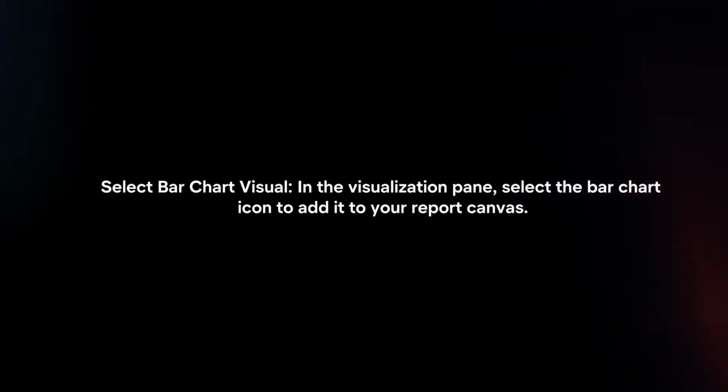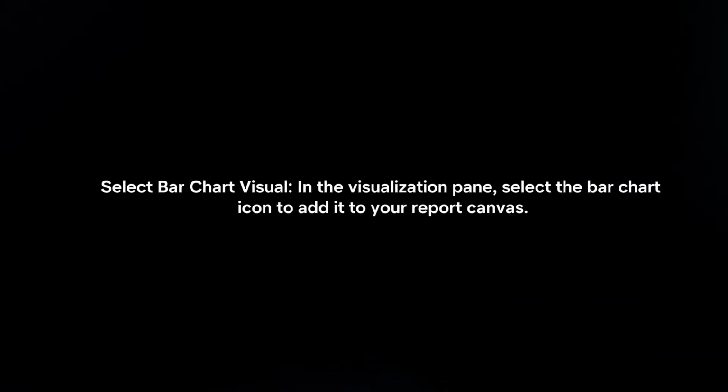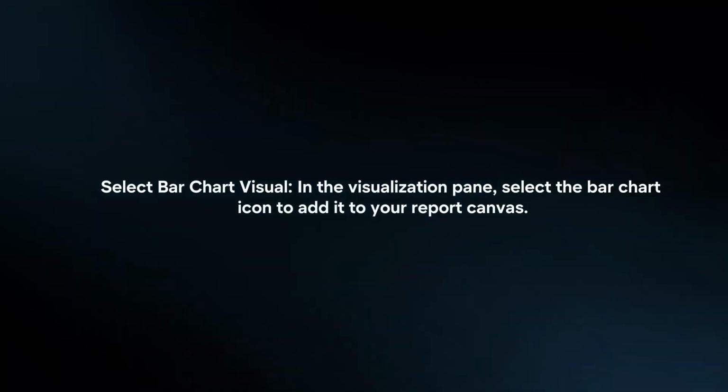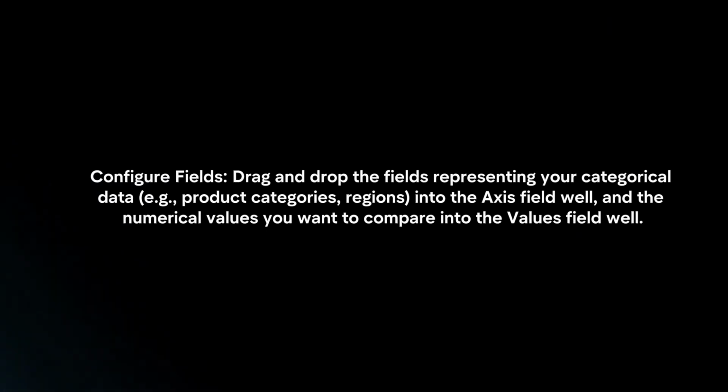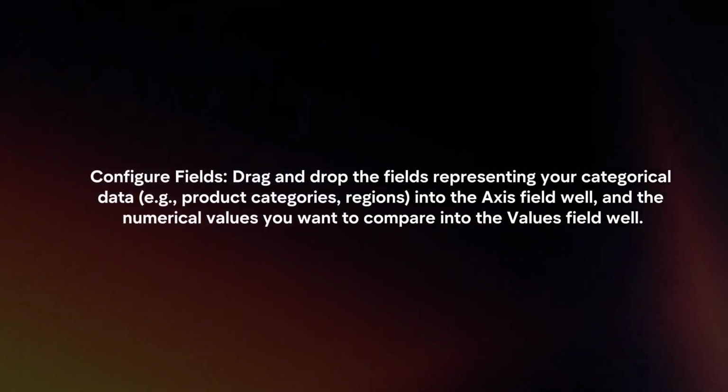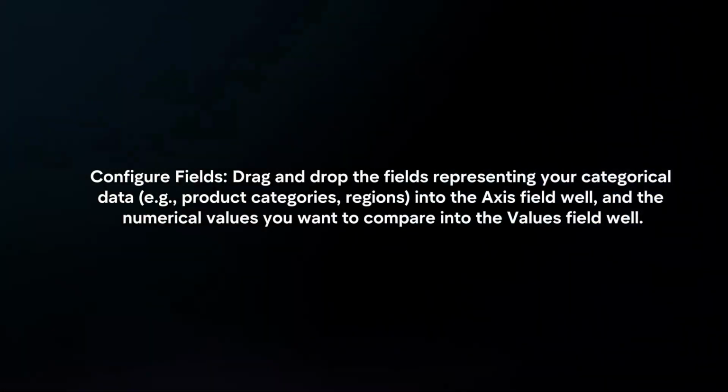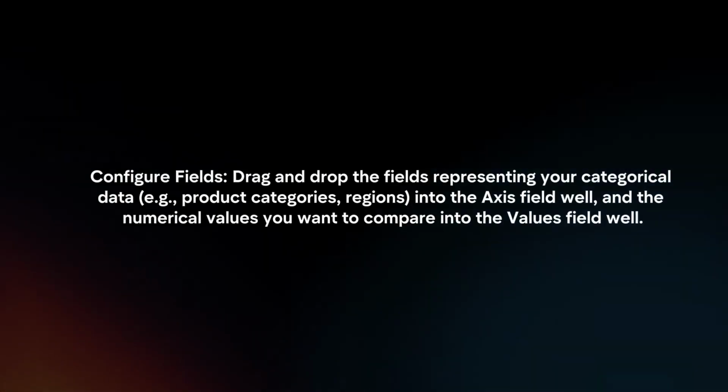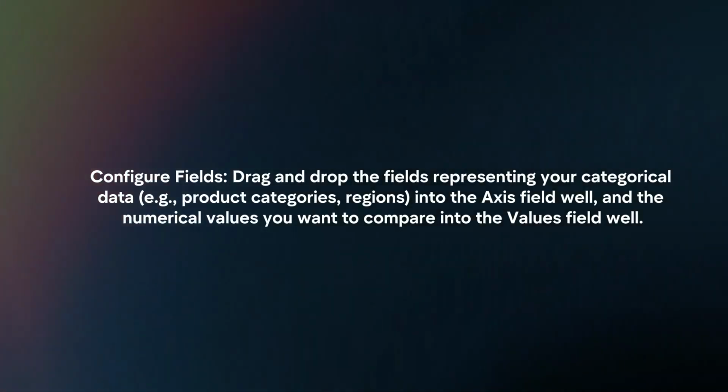Select Bar Chart Visual. In the Visualization panel, select the bar chart icon to add it to your report canvas. Configure fields. Drag and drop the fields representing your categorical data into the Axis field well, and the numerical values you want to compare into the Values field well.